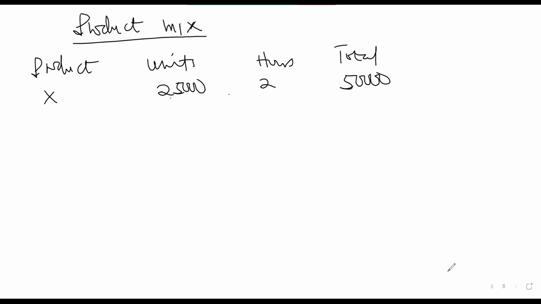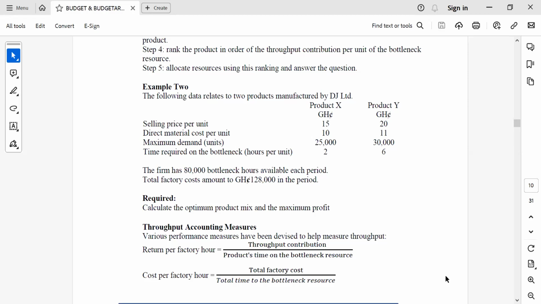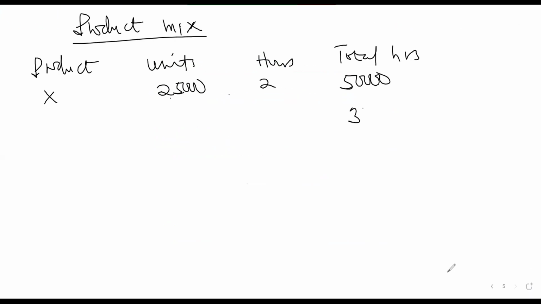Are we okay? Yeah. Okay. So how many hours will be left? We have 80,000 hours available. We are using 50,000 for product X. How many hours will be left? 30,000. Okay. It will be left with 30,000 hours. This 30,000 hours, you now have Y here. Then you have 6 hours here. How many units of product Y are you going to be producing with that? Okay, that will be 5,000.